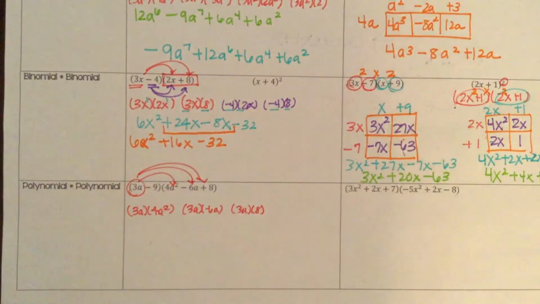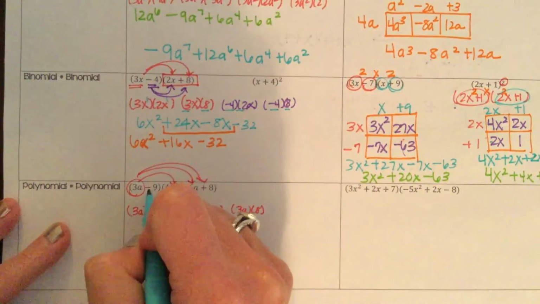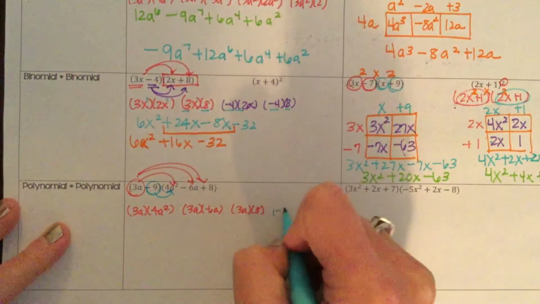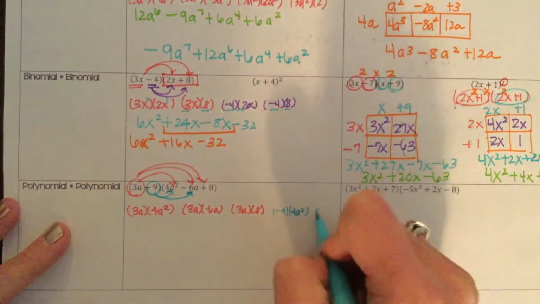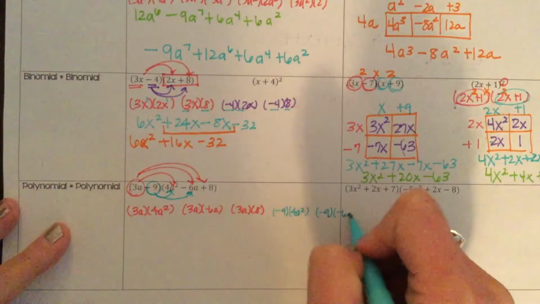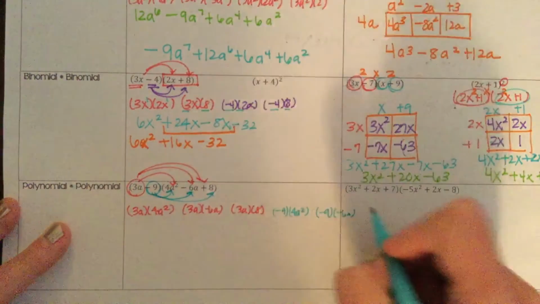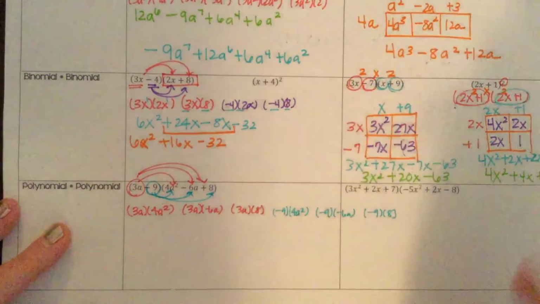I'll go back now and distribute that negative 9. Negative 9 is going to be given to the 4a squared. Negative 9 will be distributed to the negative 6a. And finally, negative 9 will be distributed to the 8.